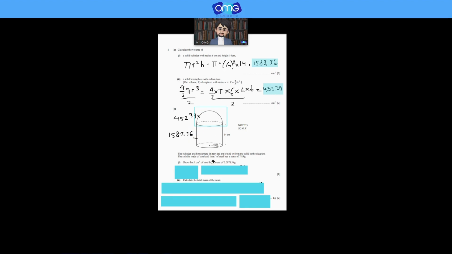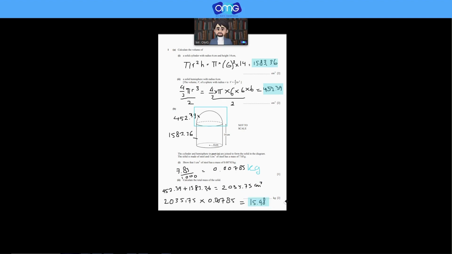and height 14. The first one shows that 1 cm cubed is 7.85 grams. So 7.85 grams is actually this divided by 1000, so we calculate that: 0.00785 kilogram. This is kilogram. Okay, so what is the mass of this solid? Let's calculate the volume. This is the volume, and we multiply by 0.00785. We get 15.98 kilogram, and that's the answer.